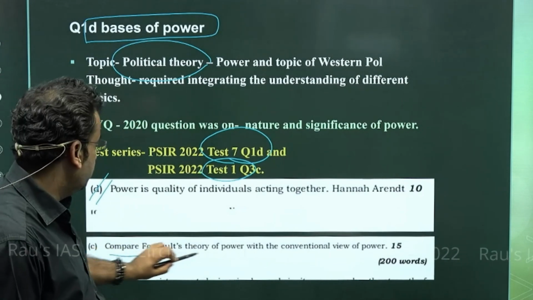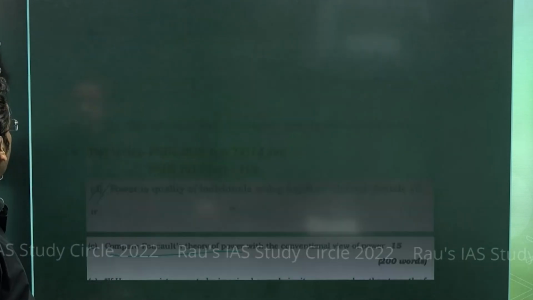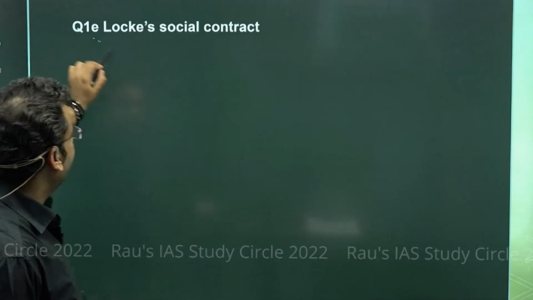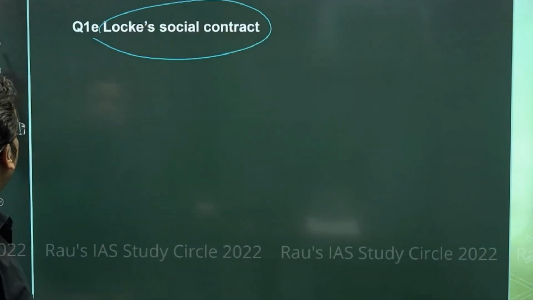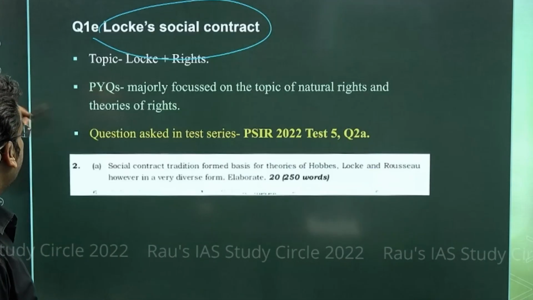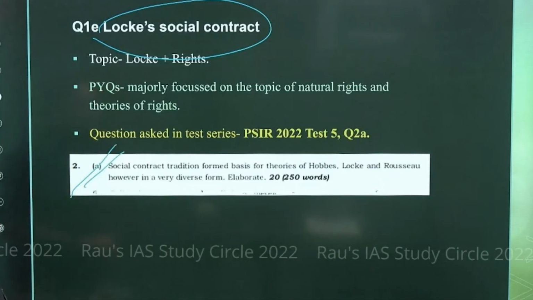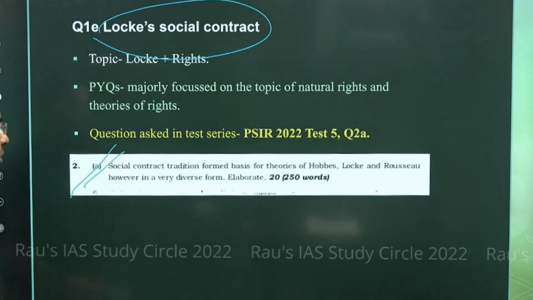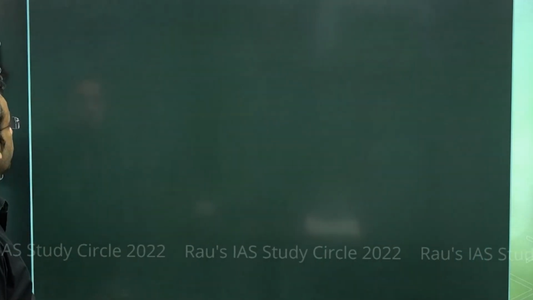One more there, Foucault's theory of power. As I said, direct question, that too a short note only, Locke's social contract. There, in our test series, social contract, basis of the theories of Hobbes, Locke and Rousseau.